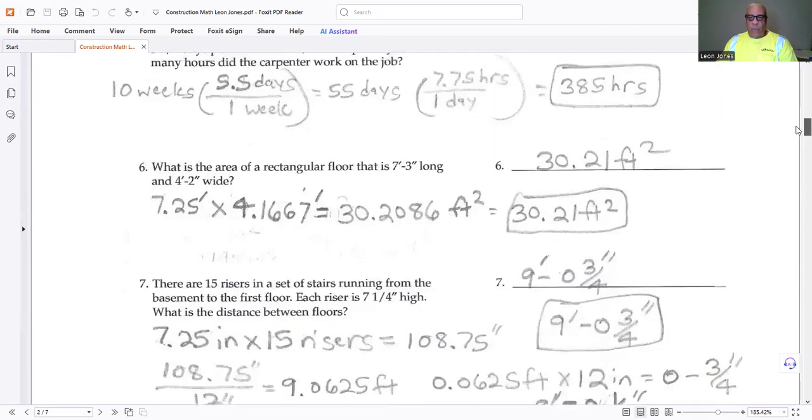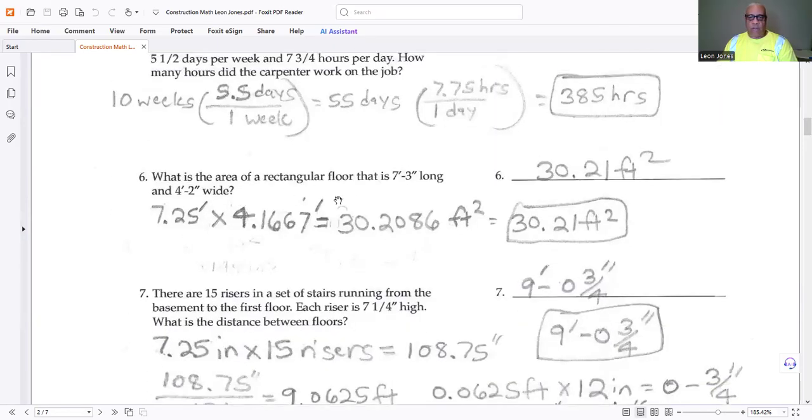Number 6, this is one of my favorite ones. What is the area of a rectangular floor that is 7 feet 3 inches long and 4 feet 2 inches wide? Now, normally in an engineering case, I would convert these inches into feet, tenths of a foot. And that's exactly what I did. 7 feet 3 inches is 7.25 feet. 4 feet 2 inches is 4.167 feet.